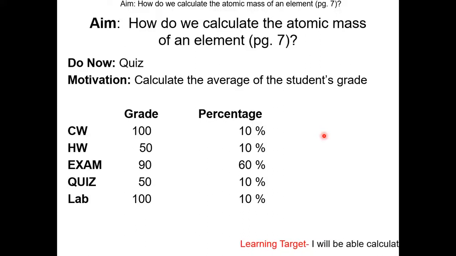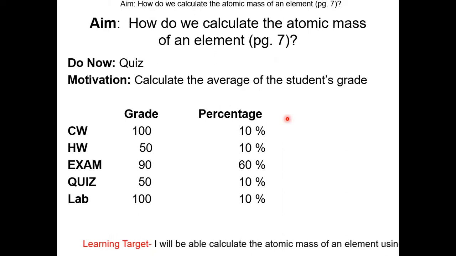This is my second video lesson for Unit 9. In this lesson, we'll be calculating the atomic mass of an element. Go to page 7 in the class packet. To help you understand the calculations involved in atomic mass, we're first going to look at an analogy.